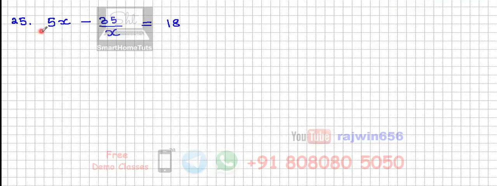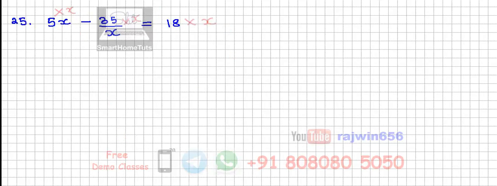Okay, so we have sum number 25, which is 5x minus 35 upon x is equal to 18. In this sum, you can see that in the denominator we have x. So now we are going to multiply all the terms by what is in the denominator. Since x is in the denominator, this term is going to get multiplied by x, this will be multiplied by x, and this also will be multiplied by x.